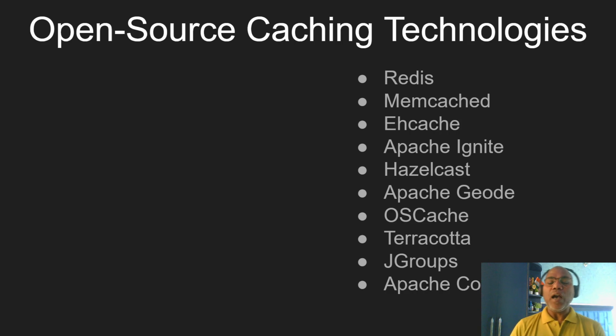Redis and Memcached are highly used nowadays, and the others depend on the use case. Each caching technology has good documentation. Go through it and read it, and whichever matches your use case, you can use. These open source caching technologies include Redis, Memcached, Ehcache, Hazelcast, Apache Geode, OSCache, Terracotta, and Apache Commons Caches.